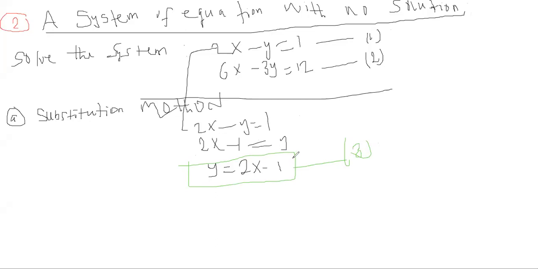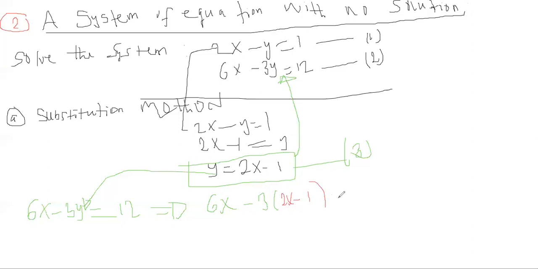So what we will do, we will substitute this third equation into the second equation. That's why we call it the substitution method. This is how the name came about. So our second equation is what? 6x minus 3y equals 12. So all we need to do is substitute this here. And when we do, we will have 6x minus 3 times y, and we know that y is what? It's 2x minus 1, then equals 12.